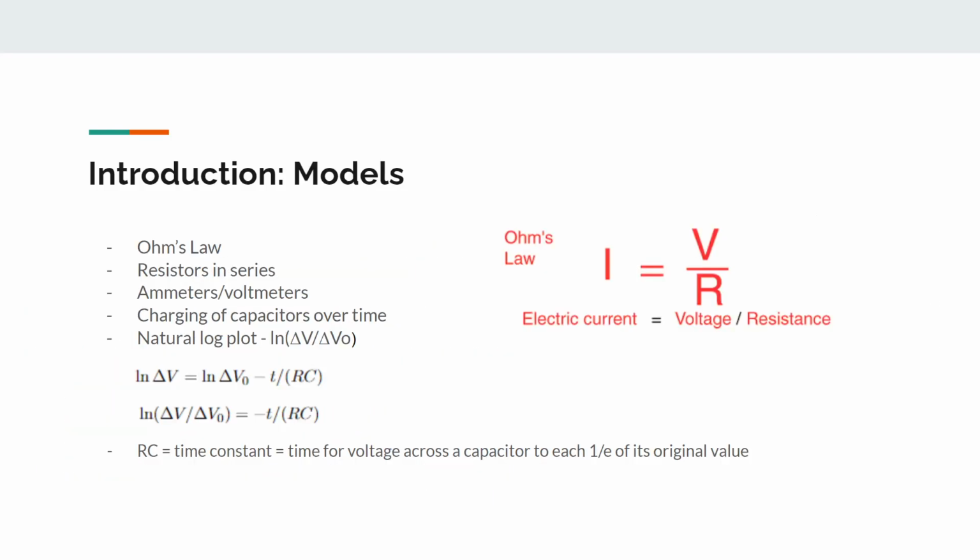The models we used in this lab were Ohm's law, resistors in series, ammeters/voltmeters, charging capacitors over time, and also the discharging. A natural log plot of the change in voltage over the change in initial voltage, and then RC, which is a time constant, the time for the voltage across a capacitor to reach 1 over e of its original value.